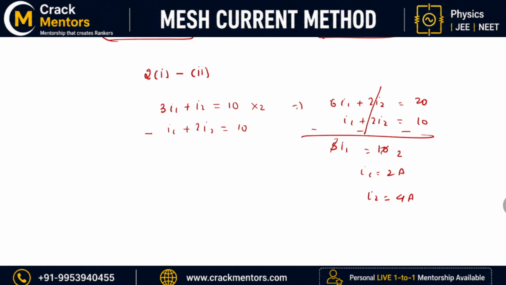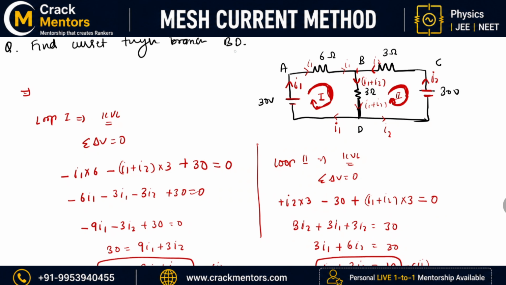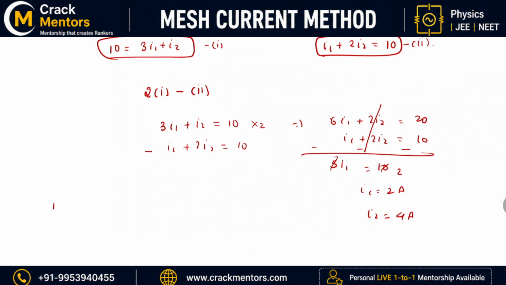Okay. So I got the value for I1 and I2. Now what was the question asking me? The question was asking me to find the current through the branch BD. So the value of the current through the branch BD, so BD is I1 plus I2, so that is equal to 2 plus 4, that is equal to 6 ampere. So from the branch BD, I am getting 6 ampere.